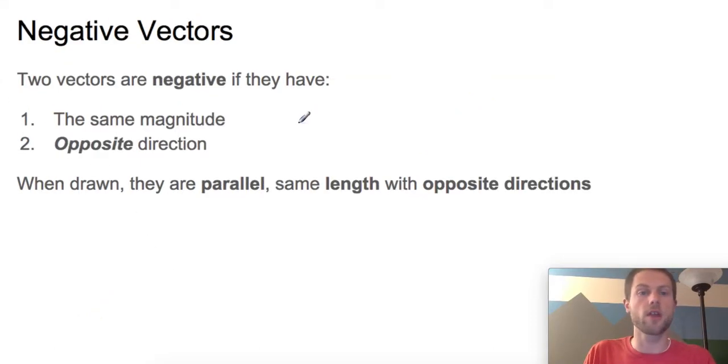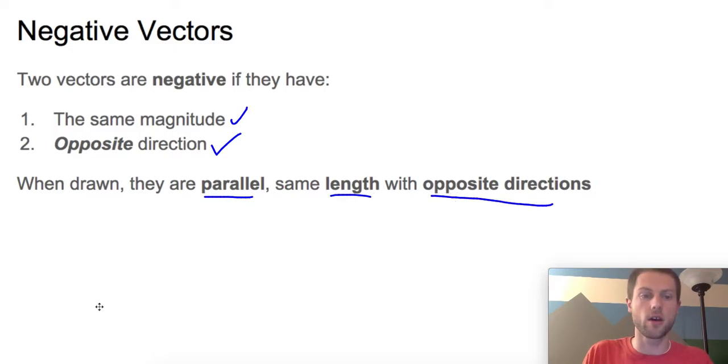Negative vectors, this should kind of make sense. Negative vectors are negative if they have the same magnitude, they have to be the same size, but they're in the completely opposite direction. So when they are drawn, they are parallel, they have the same length, but complete opposite directions.